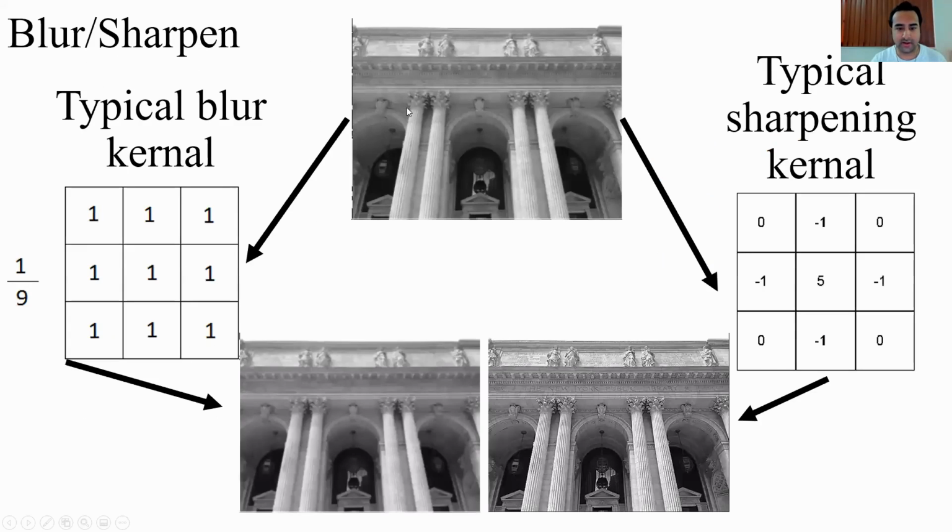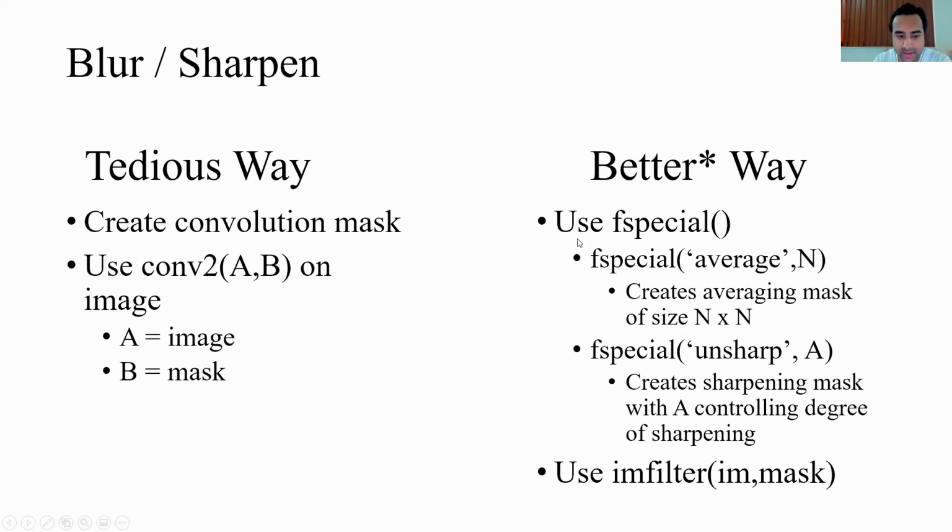So if you take a look here at this image of these columns, if you do a blurring of this image with this blur kernel of a convolution, now you lose detail in the image. If you do sharpening instead, now you can better see these lines and divisions in the image. And that's what I was saying by it being like a low pass and a high pass filter in a way. So how do you do it in MATLAB?